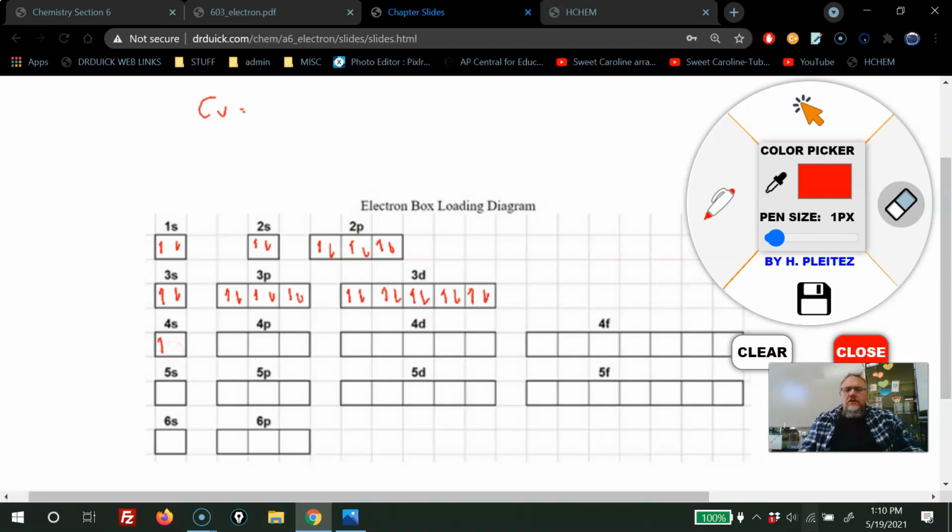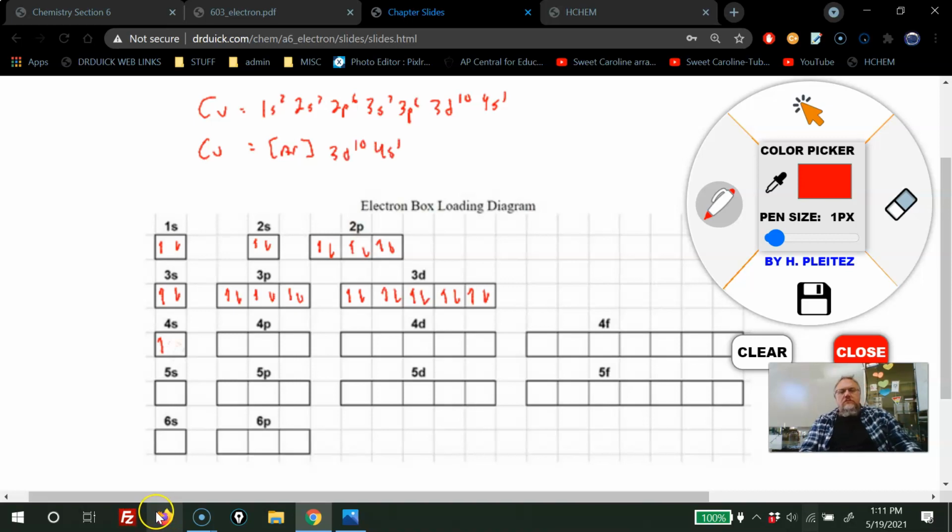In doing so, this becomes 4s1. So to write that out, it's 1s2, 2s2, 2p6, 3s2, 3p6, 3d10, 4s1. If you did shorthand, as before, it's argon and then you start counting: 3d10, 4s1.